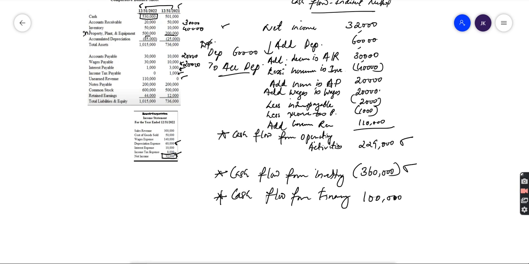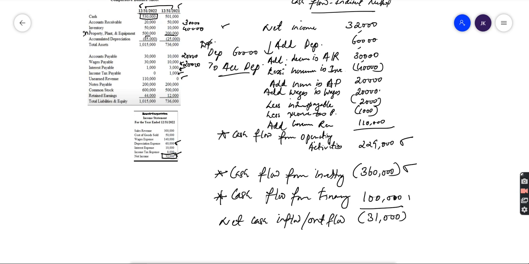So let's add up everything and we'll call it net cash inflow or outflow. So we have a minus. Let's add up 229,000 plus 100,000. That's 329,000 minus 360,000. So that's a minus 31,000, right? It's a minus 31,000.